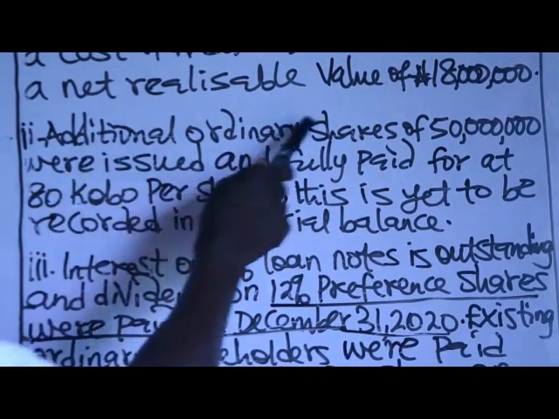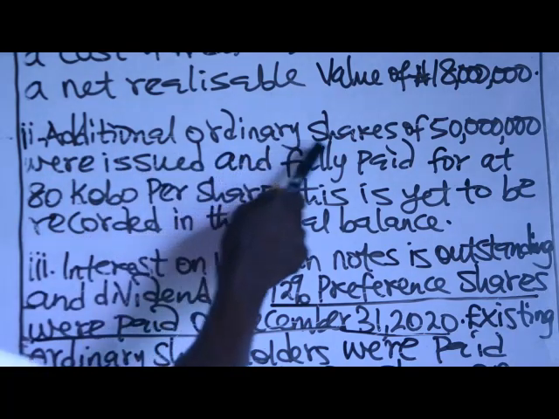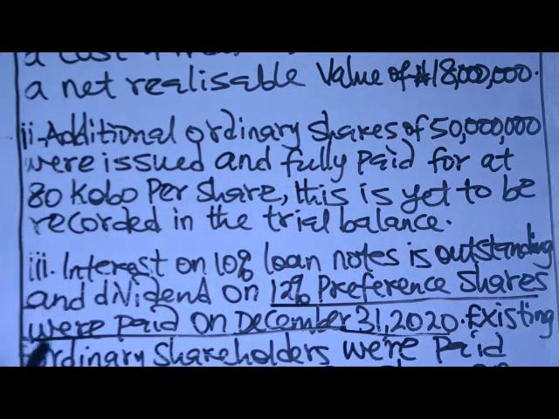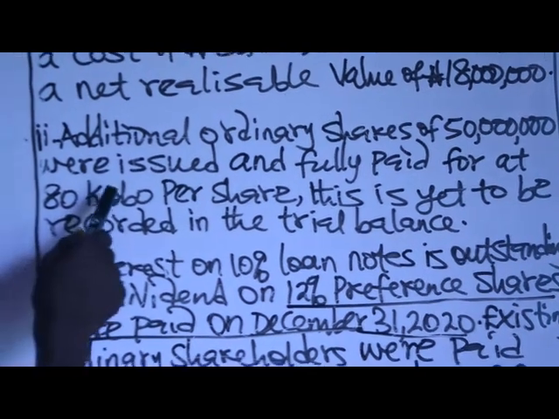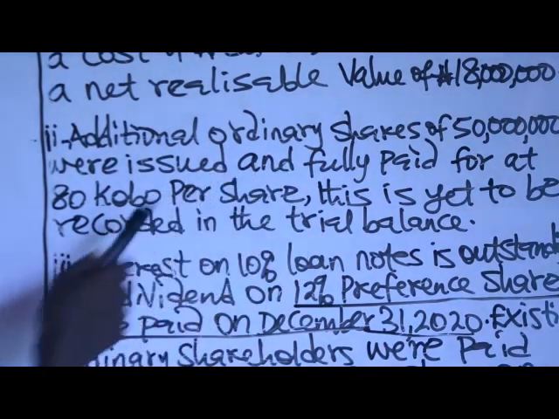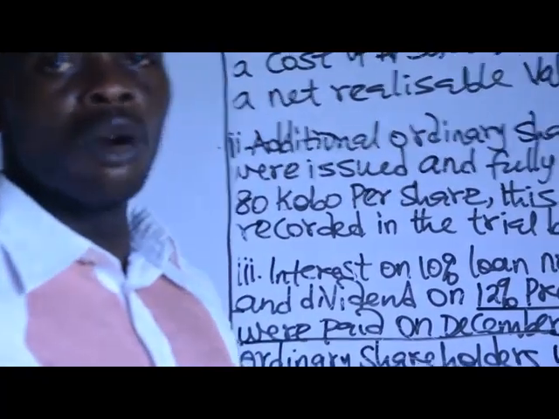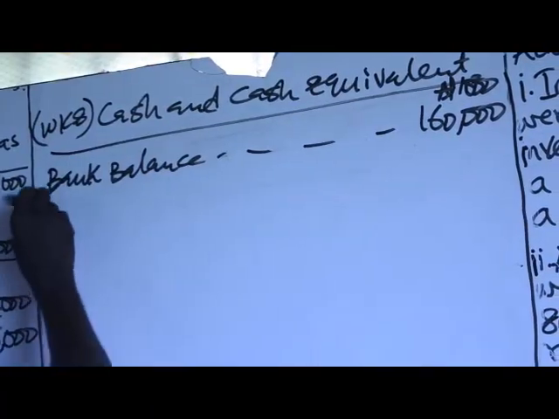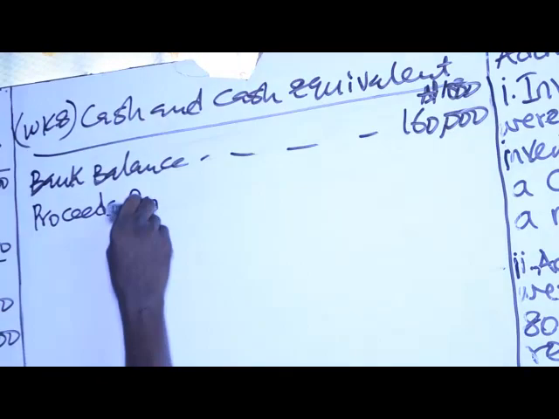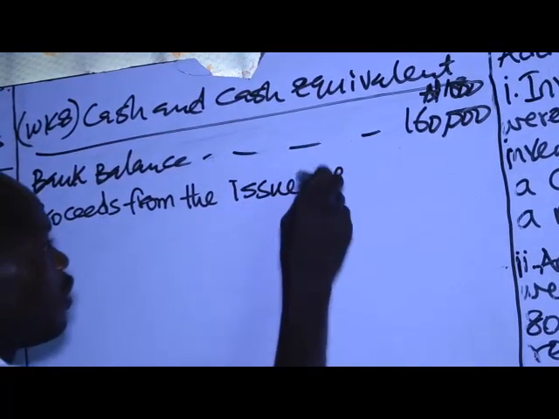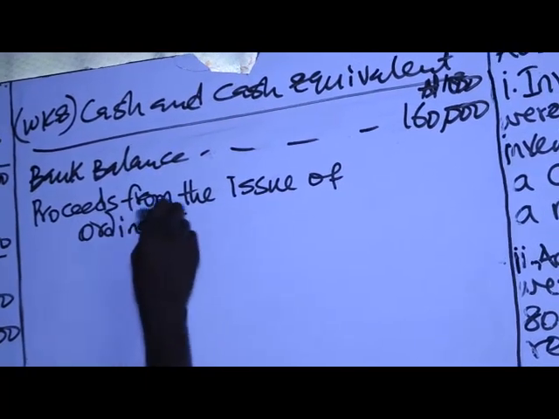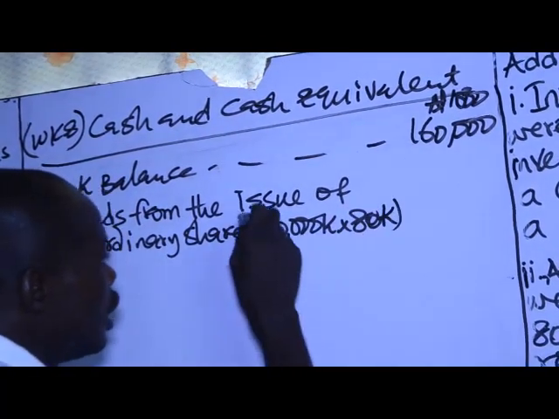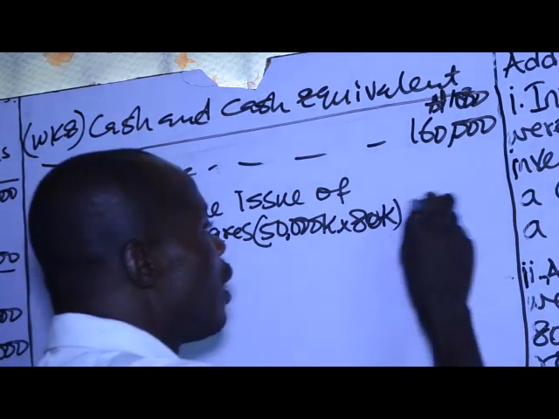Note 2: additional ordinary shares of 50 million were issued and fully paid for at 80 kobo per share. This is yet to be recorded in the trial balance. When shares are issued, money will be received upon the issue. The proceeds from the issue of ordinary shares is 50 million times 80 kobo. 80 kobo is 80 over 100, and that will give us 40 million.